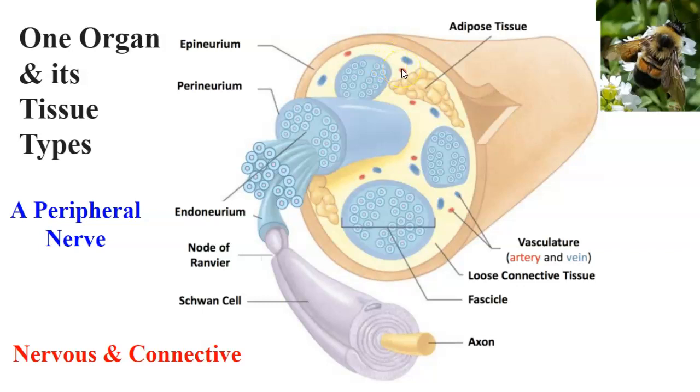And then the blood going through these vessels is a type of connective tissue. So these are different tissues related to this one organ and how it's put together.